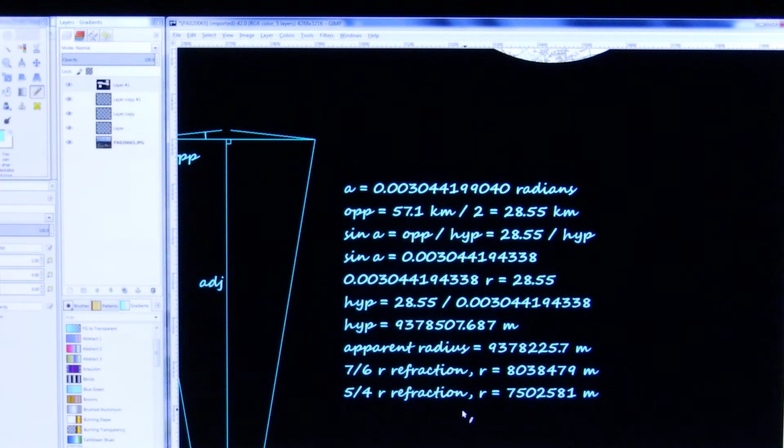If you assume standard refraction 7/6 R, which I think was somewhere warmer than Yorkshire, you get 8038479 metres, which is a big number. If you assume it was freezing, which it wasn't, it was chilly, but it wasn't freezing, you go with 5/4 R refraction, which gives you 7502581 metres. Again, this is wrong, but it's not far wrong.